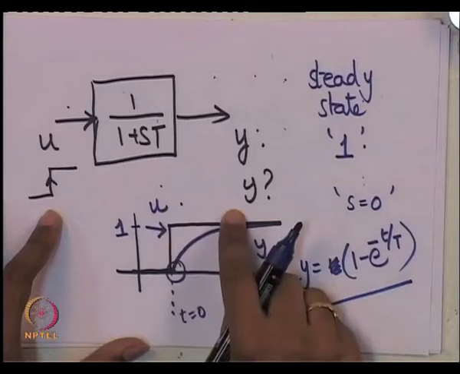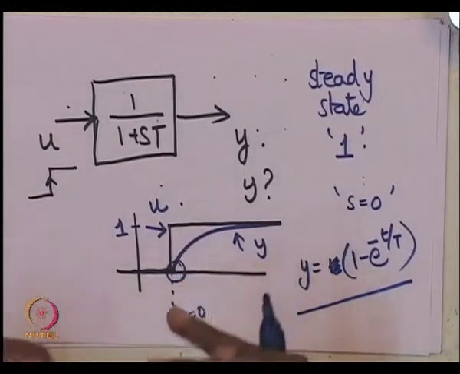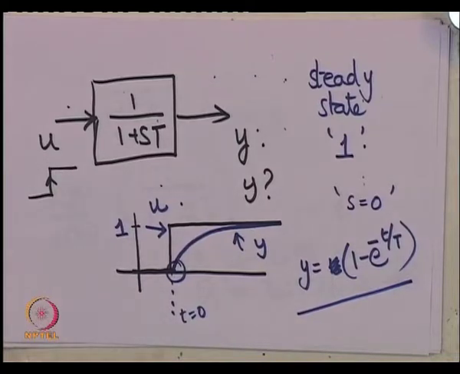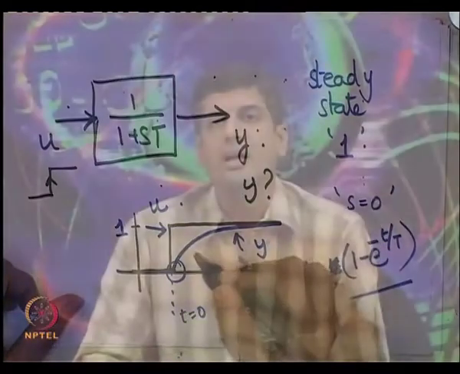Just at the instant at which the step is given, you can say that the input signal is in some sense changing very fast, or it has a high rate of change, or it has a very high frequency component. The transfer function does not respond very well, or has a very low gain to high frequencies.